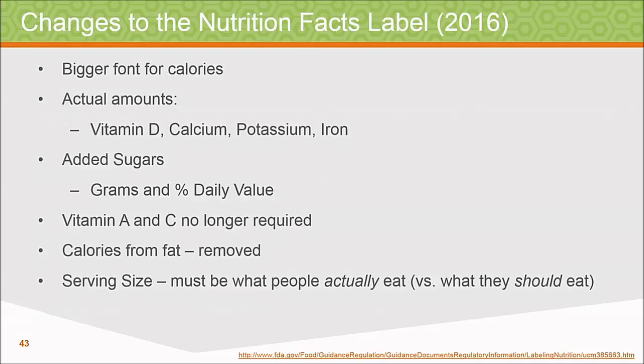That's the main change. If they ask you what's new in the nutrition label, you can say they chose a bigger font for calories. They're listing actual amounts of vitamin D, calcium, potassium, iron. They're now listing added sugars. I like that. They're actually showing how much sugar is added to the foods, grams and percent daily value. Remember from yesterday, that's the percentage of calories that would be on a 2,000 calorie food plan.